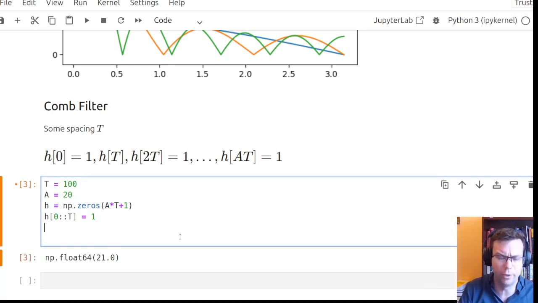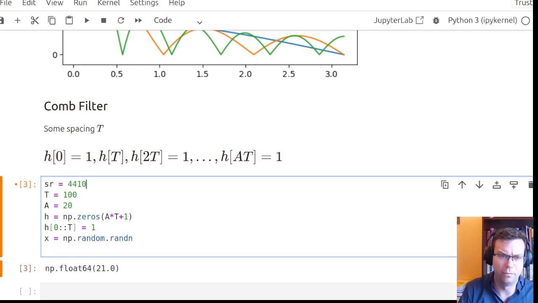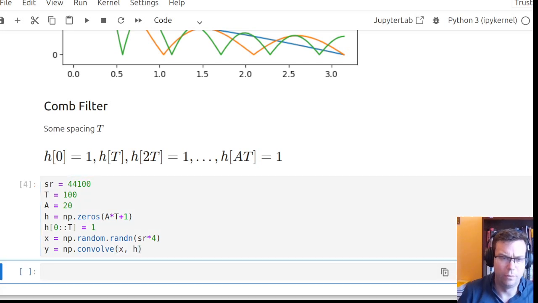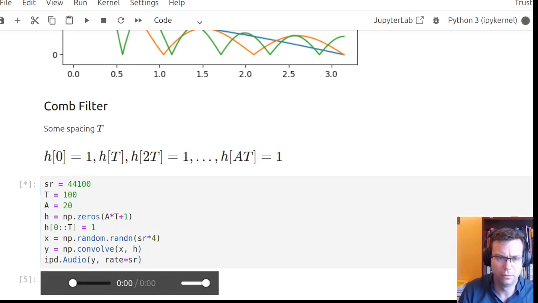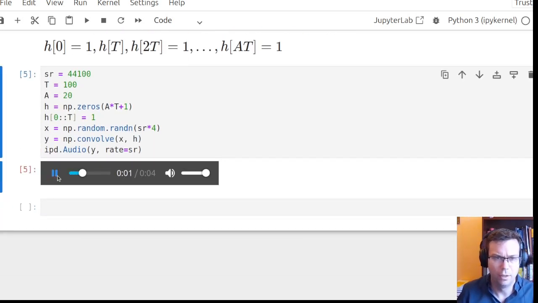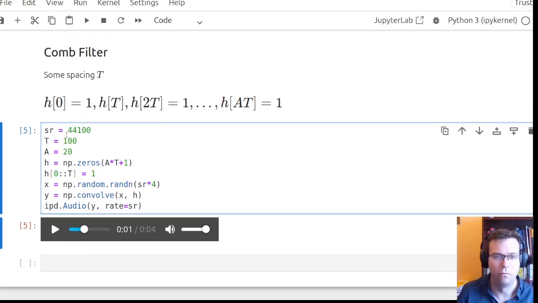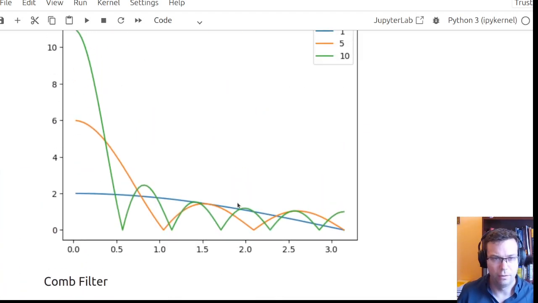And so now I'll generate a little bit of random noise. Let's say x equal to np.random, and let's say the sample rate is 44,100. So if I generate maybe 4 seconds of random noise, and then I convolve this with the impulse response, what I'll get is a pitched sound. If I listen to that, in this case it's a concert A. It should be 441 hertz because the period of the comb filter is 100 samples.